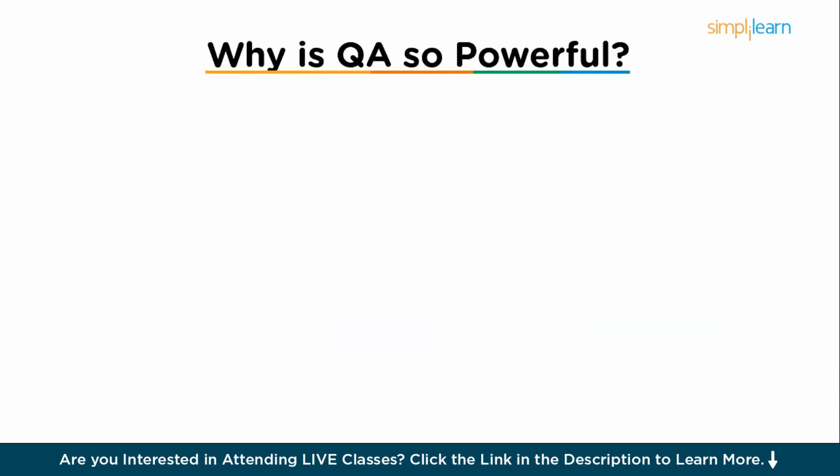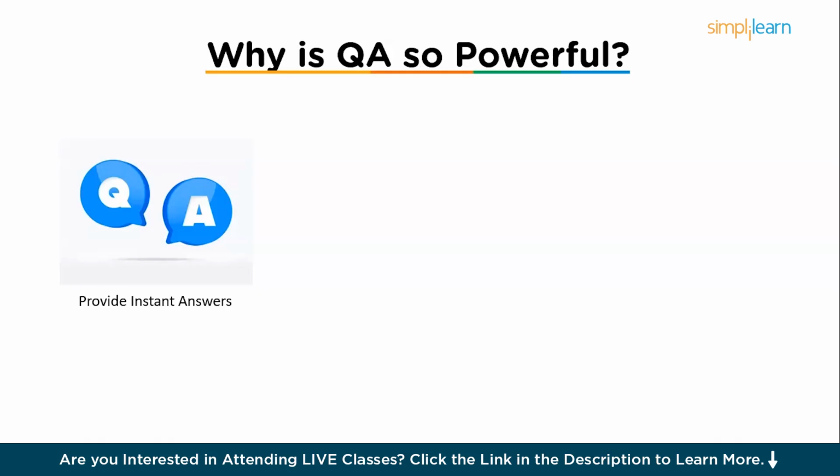Then let us understand why QA is so powerful. QA is powerful because it enables machines to interact with humans in a way that mimics how we process and respond to information. QA systems have the ability to provide instant answers. They can quickly deliver accurate answers to a wide variety of questions, which can be incredibly helpful in fields like customer service, education, or research.